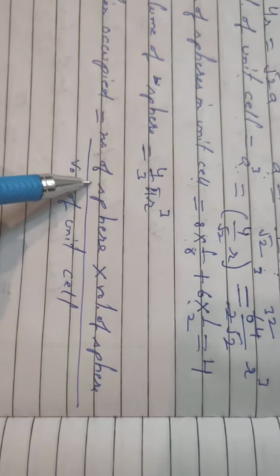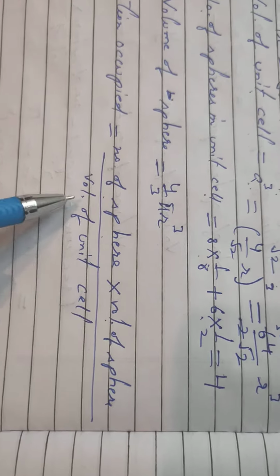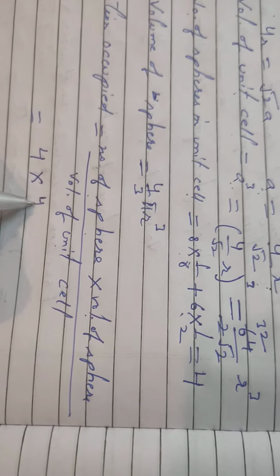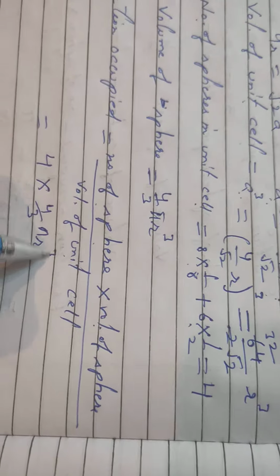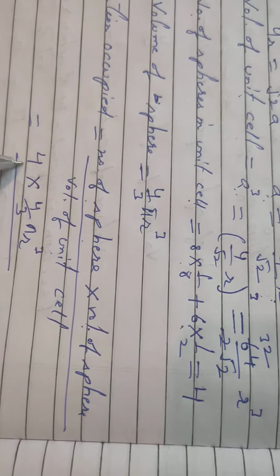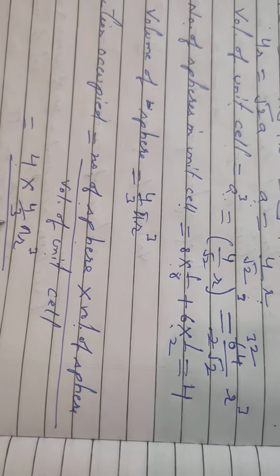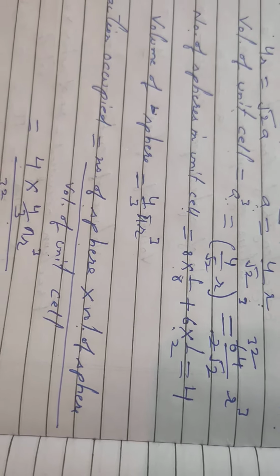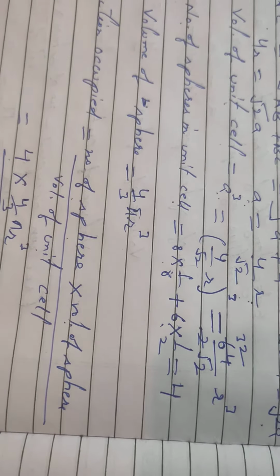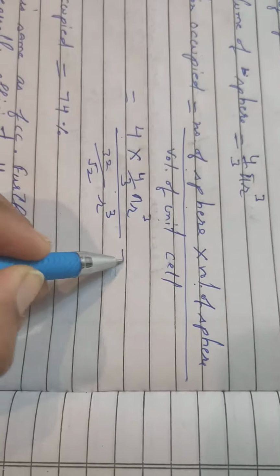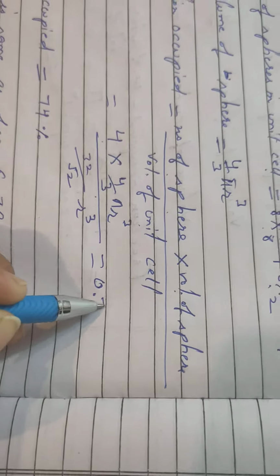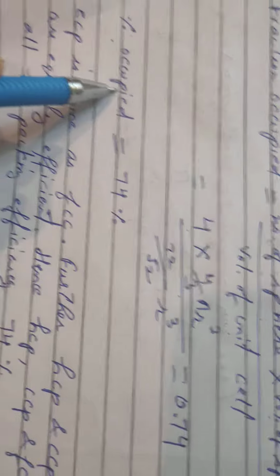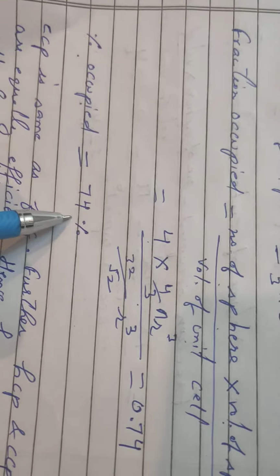Fraction occupied is equal to number of spheres into volume of sphere upon volume of unit cell. Number of spheres are 4, volume of sphere 4 by 3 pi r cube upon volume of unit cell, that is A cube, that will be 32 by under root 2 r cube. Now solve this, you will get 0.74. This is the fraction occupied and the percentage occupied will be equal to 74%.